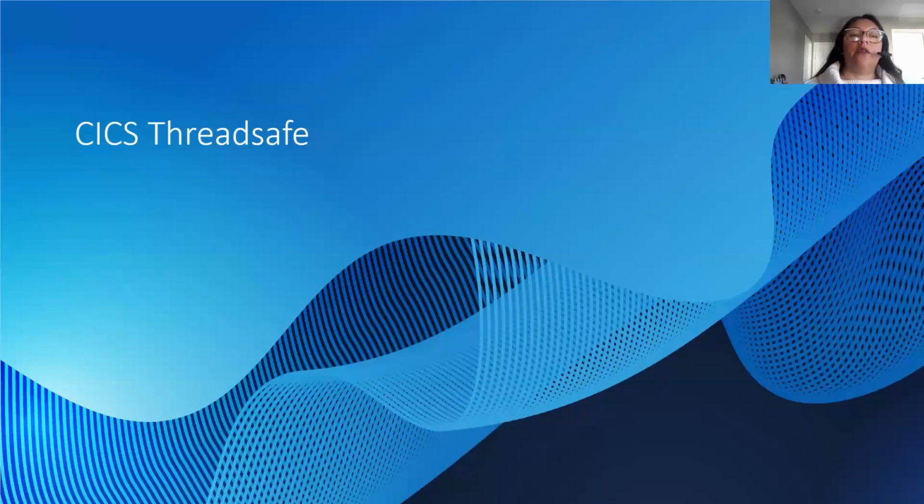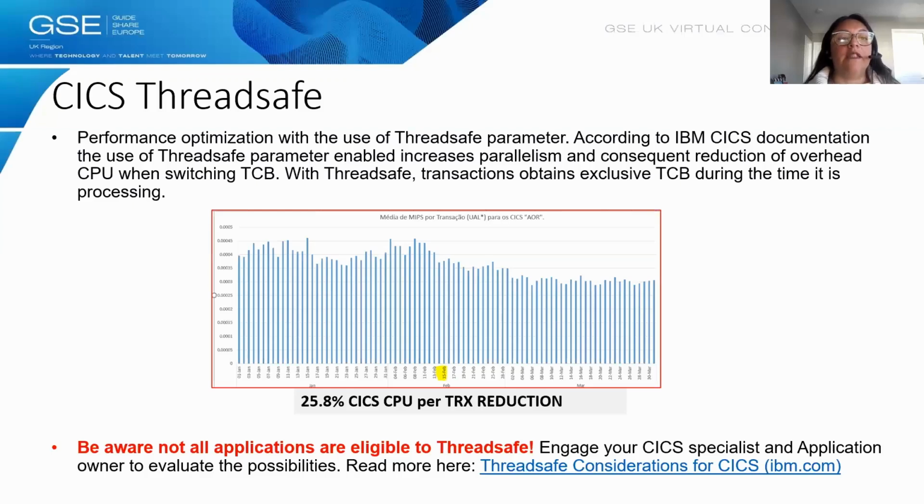Okay, so all the tips that I gave here were to optimize your mainframe based on capacity planning methods, right? Here it's a little bit outside of capacity planning best practice, and into performance, okay? CICS thread safe. It's a very interesting and very good capability from CICS.